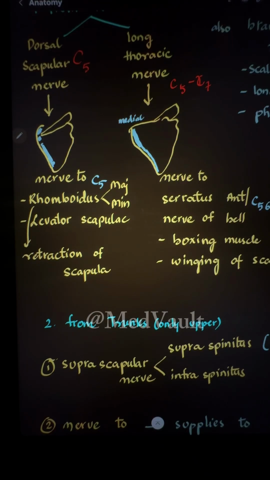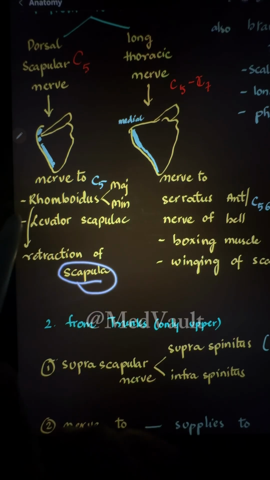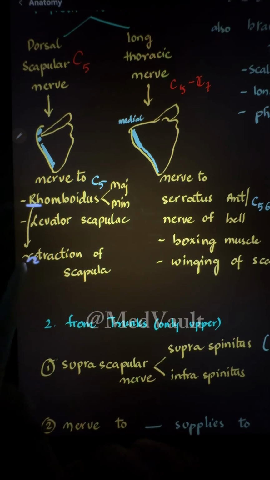Which muscles do these nerves supply? Dorsal scapular clearly means it is supplying the dorsal surface. On the dorsal surface, this nerve supplies the rhomboid major and minor and levator scapulae. What is the action of rhomboid major? It helps in retraction of the scapula. Remember, R for rhomboid, R for retraction.